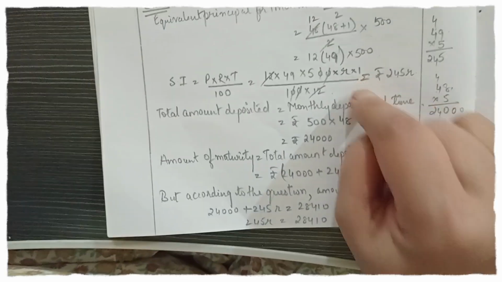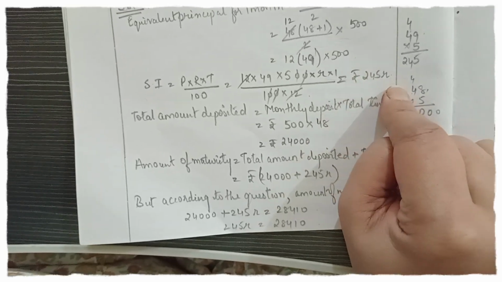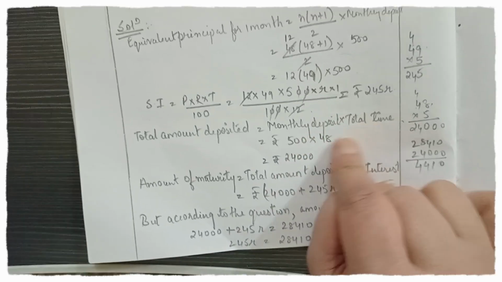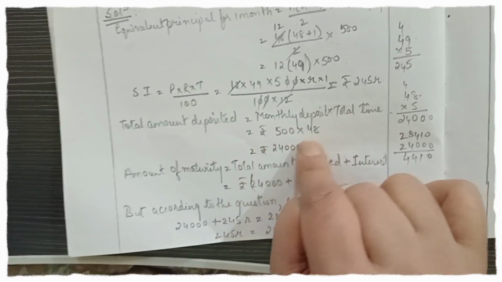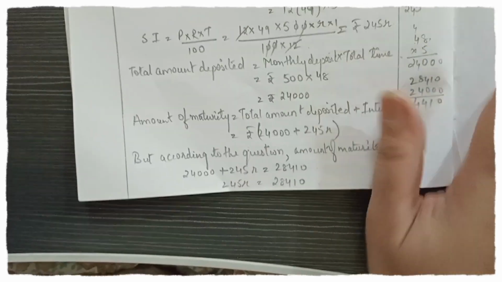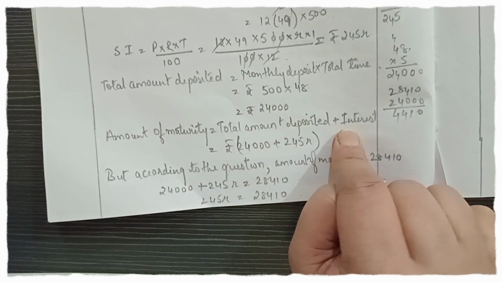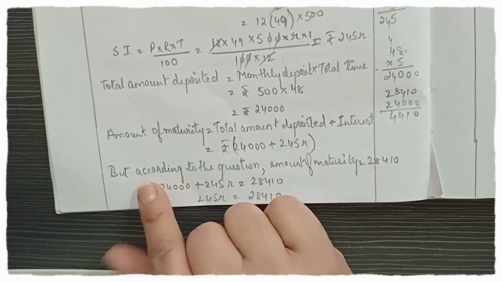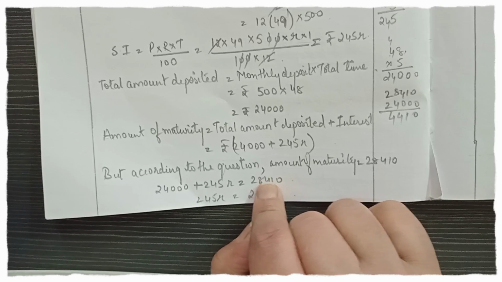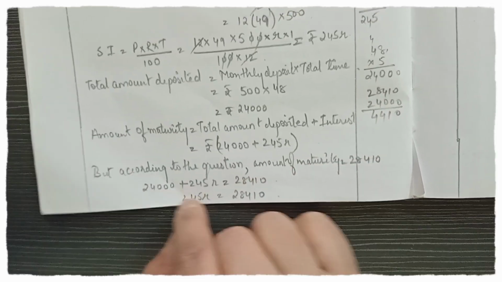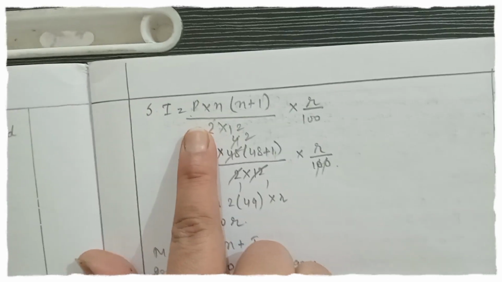This is the principal. So we put it into the formula and then R is to be calculated. We get rupees 245 R. Total amount deposited is equal to monthly deposit into total time, which is rupees 500 into 48, is equal to rupees 24,000. The amount of maturity is equal to total amount deposited plus interest. When adding these two, we get amount of maturity is equal to 2840.